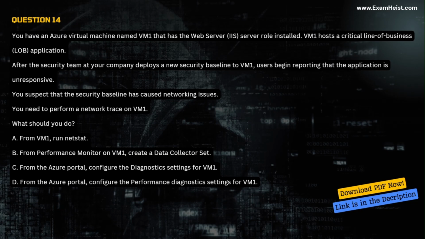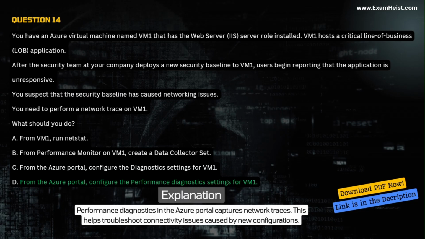What should you do? A. From VM1, run netstat. B. From Performance Monitor on VM1, create a data collector set. C. From the Azure portal, configure the diagnostic settings for VM1. D. From the Azure portal, configure the performance diagnostic settings for VM1. Correct answer D. From the Azure portal, configure the performance diagnostic settings for VM1.